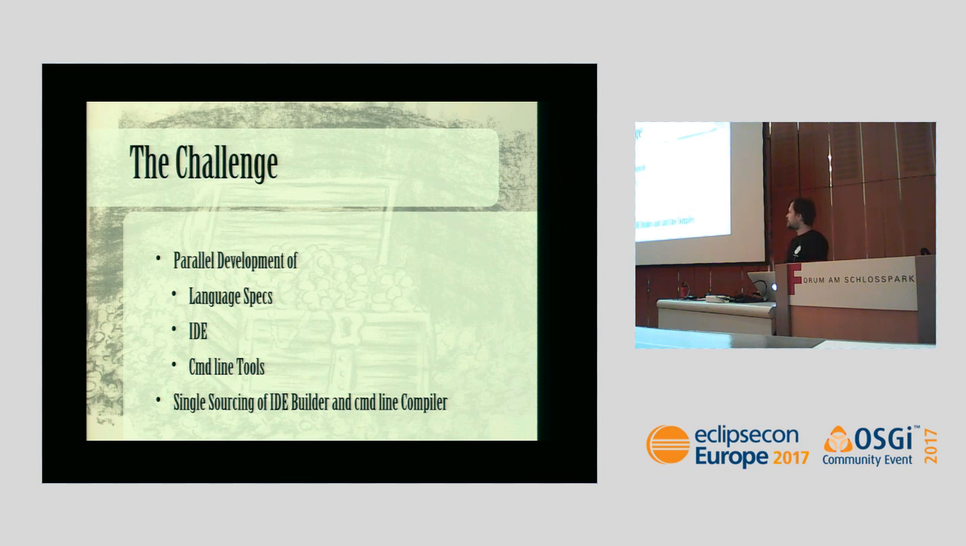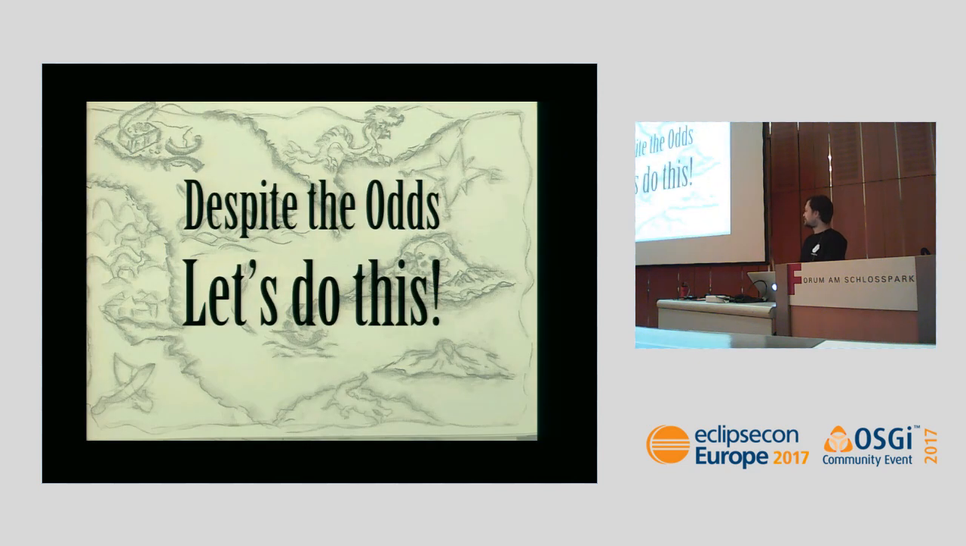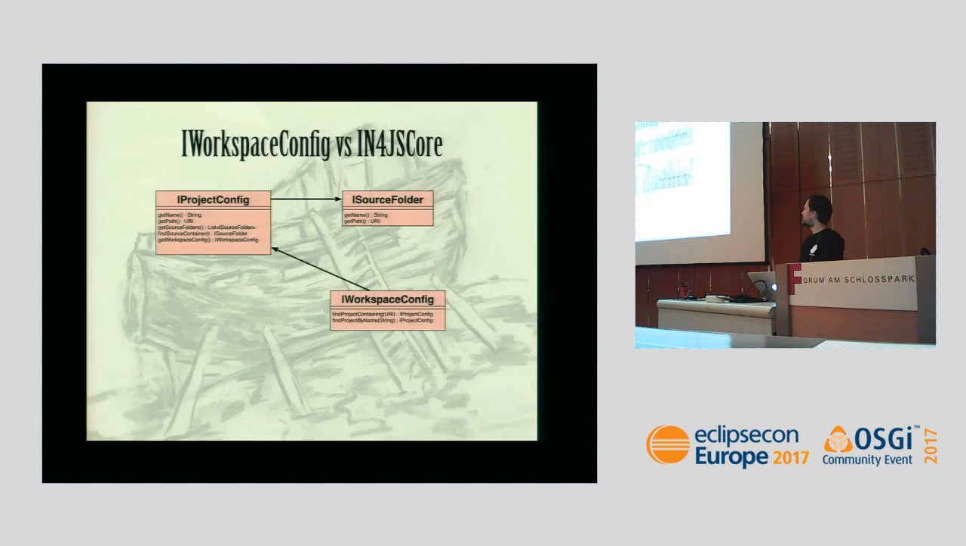So an important part that we think is crucial is the single sourcing of the IDE builder, for example, in the compiler. So we try to reuse as much implementation as possible between the Eclipse IDE or our custom IDE and the headless tool, to avoid different implementations and different behavior of the compiler, for example. So, despite the odds, let's do this.